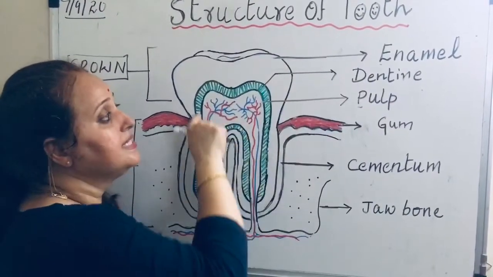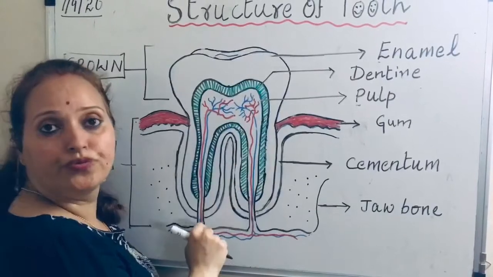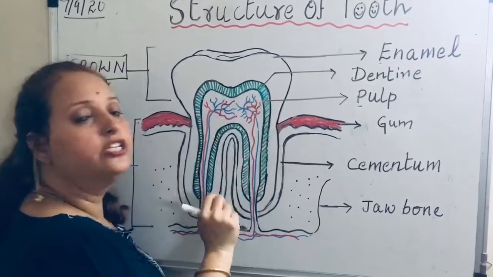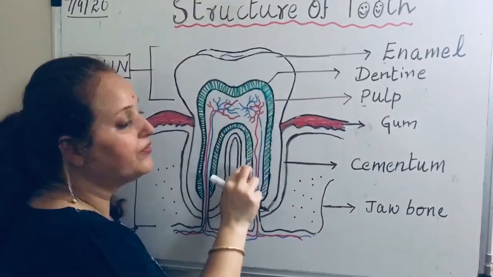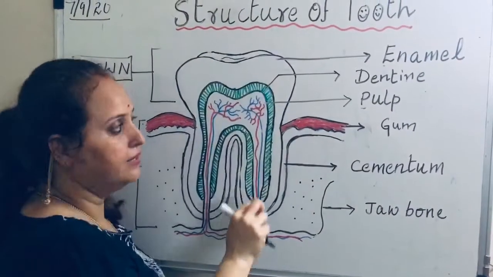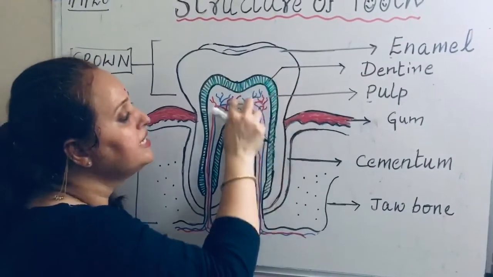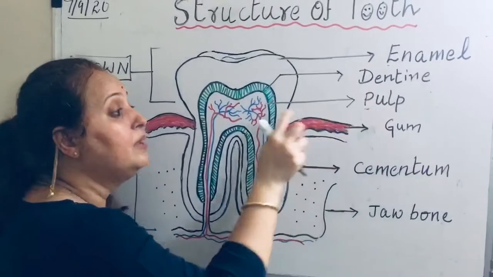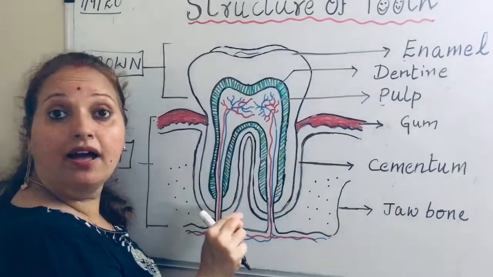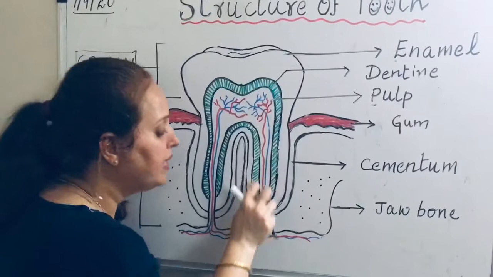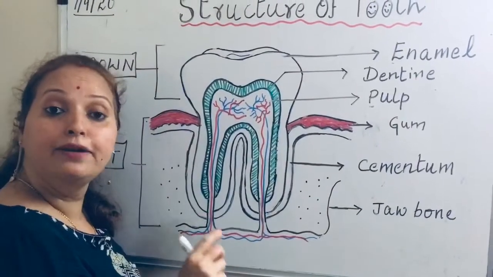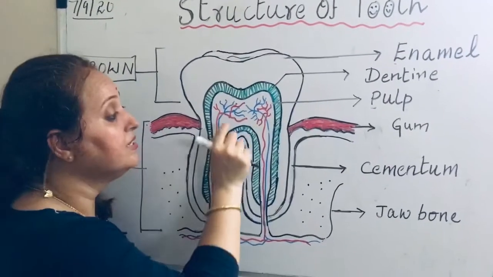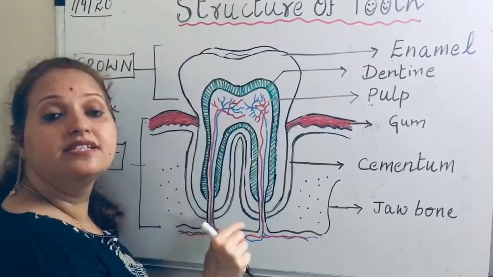Below the enamel, there is a layer which is the largest portion of the teeth. It is called dentine. Actually, it is yellowish in color, but to differentiate, I have marked it green. The main function of dentine is to protect the internal part, that is pulp. Pulp is the soft part of the teeth and it mainly has nerves and blood vessels. Yes, inside our teeth, we have blood vessels and nerves.